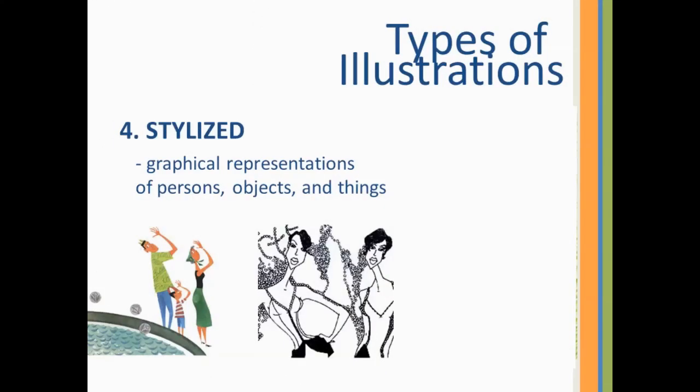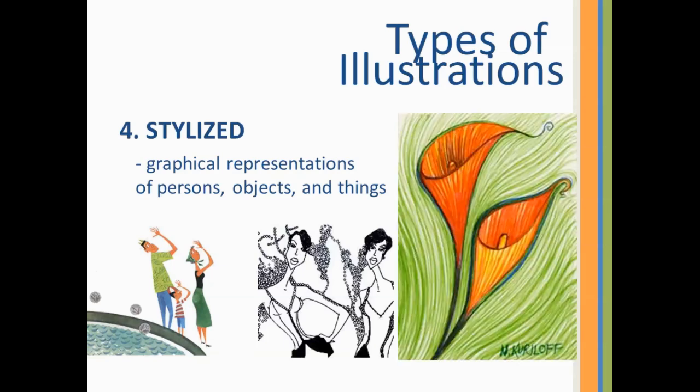Like this. And this. The fourth type of illustration is called a stylized drawing. This type shows graphical representations of persons, objects, and things. It basically takes advantage of geometric shapes, slightly distorting the image.